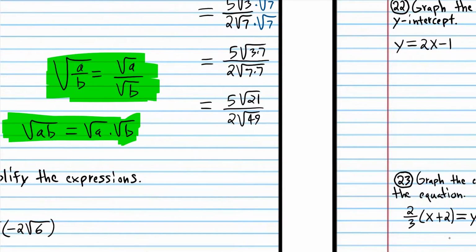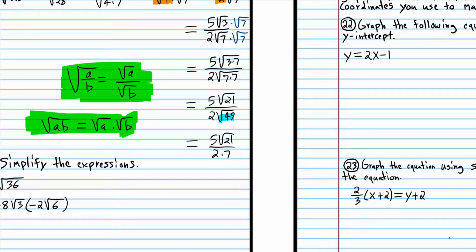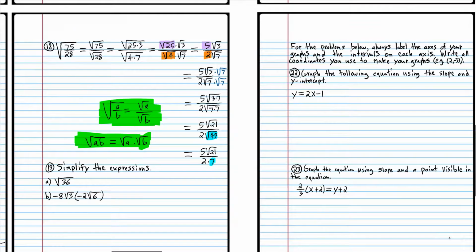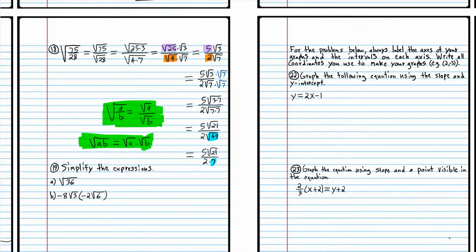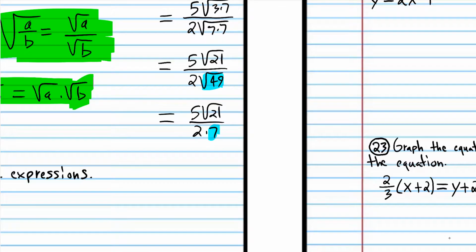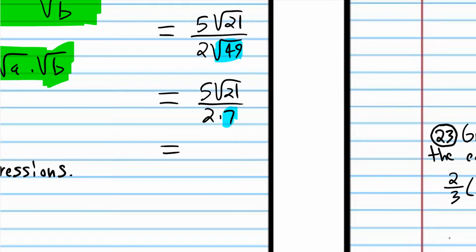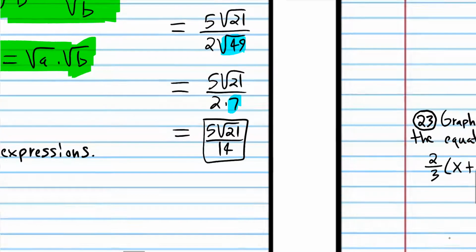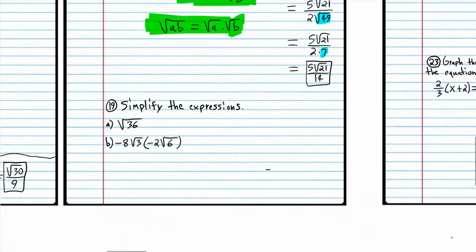And we just have one more step to simplify. Actually, two more steps. So root 49 is 7. So that root 49 turned into 7. And now we just have to write the final answer. So I'm going to move this down a little bit. So we have 5 root 21 over 14. That's the final answer. So if you got that answer, good job.